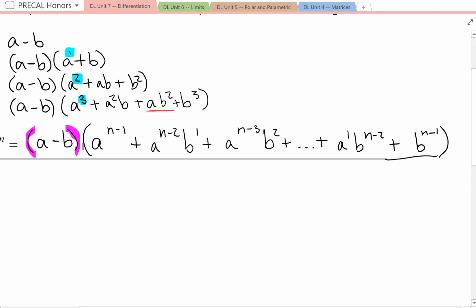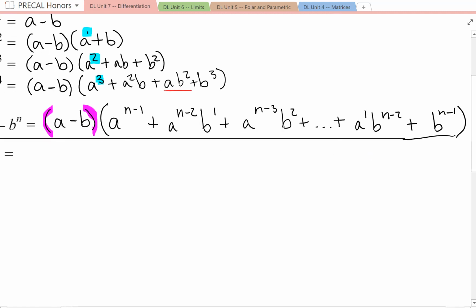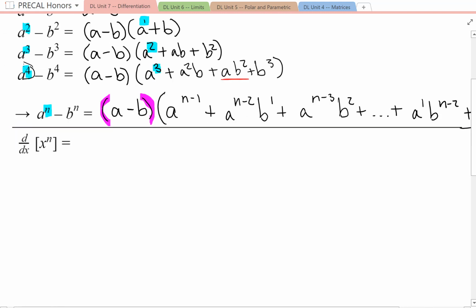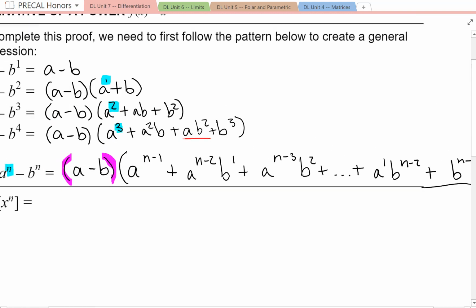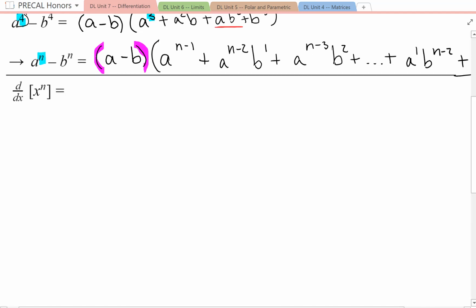This is very similar to binomial expansion, the binomial theorem, Pascal's triangle, except we have kept a minus b factored out, and we'll see why soon. So this is the general expansion of any quantity a to the n minus b to the n. Please keep in mind a to the n minus b to the n is not the same as a minus b to the n. So like I said, it takes on similar characteristics to binomial expansion, but it is not the same.